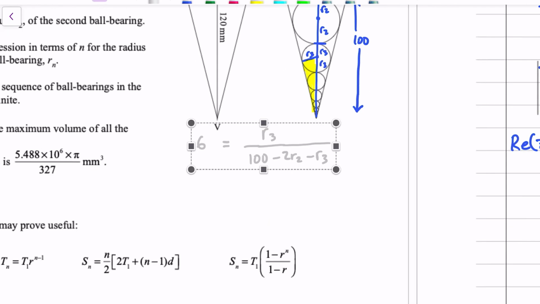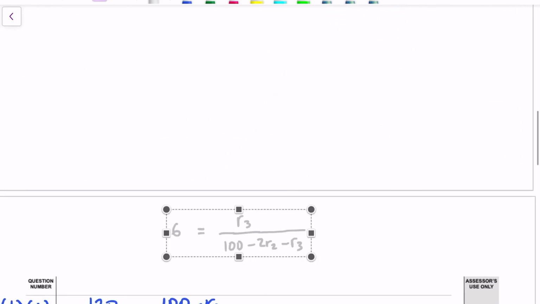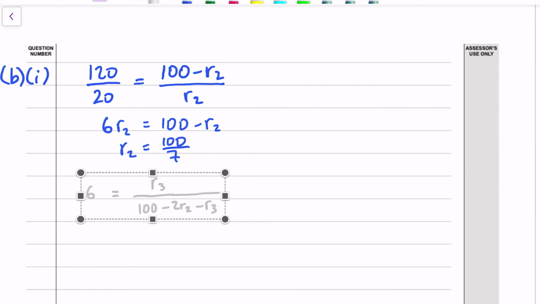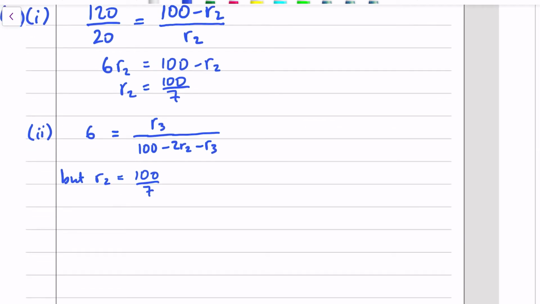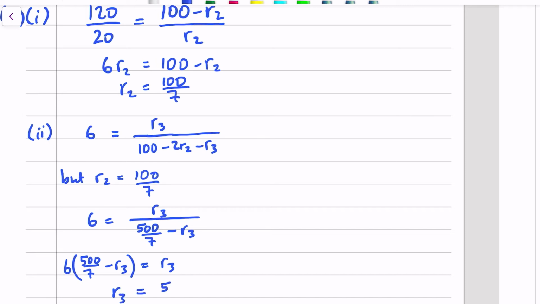Okay, so I'll take that one. The cool thing is I already know what R2 is, so I can just sub in R2 and solve for R3. R2 is equal to 100 over 7. So I've got, if I solve that, 6 equals (100 minus 2 lots of 100 over 7) over R3. Then take that up to the left hand side, move the minus 6R3 to the other side, so it's 7R3, and divide by 7. We've got R3 is 500 over 49.